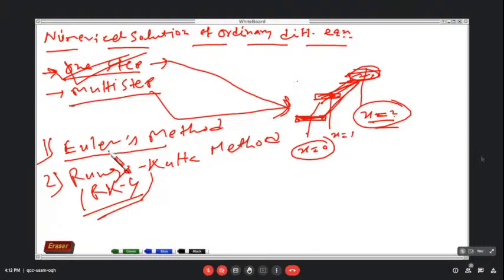The simplest method is Euler's method. As I said, both are one-step methods, and this is the simplest one. That's why it has very low accuracy also, because we'll see how accurate it is, or what the error is in this method. Then we will eventually discuss the more advanced, widely used method, the Runge-Kutta method.